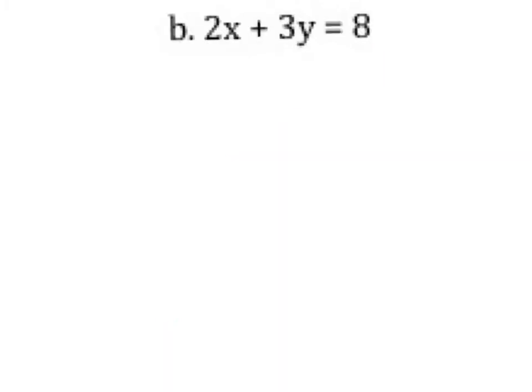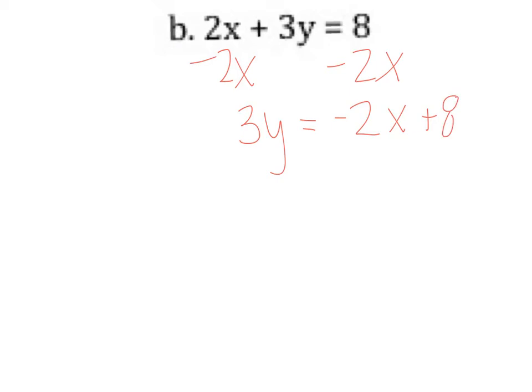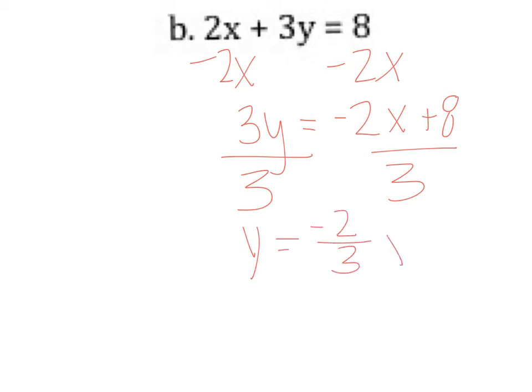Question B, again, we want to find the slope and the y-intercept. So let's get the y by itself. I'm going to subtract 2x from both sides. We end up with 3y is equal to a negative 2x plus 8. I'm going to divide every piece of this equation by 3. So y equals a negative 2/3 x plus 8 over 3.